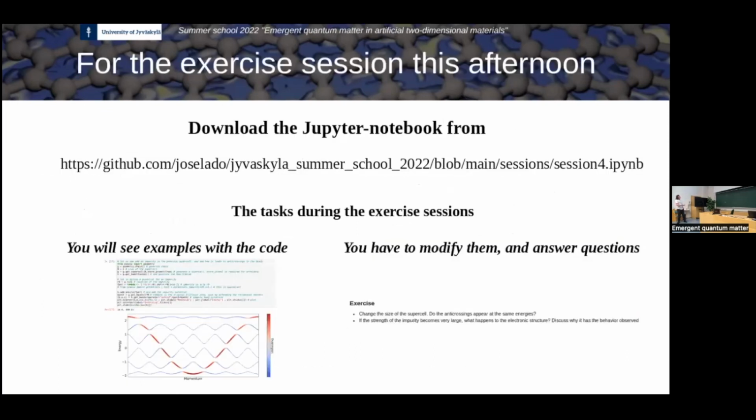All right, so this is essentially everything that I wanted to tell you today. For the exercise session this afternoon at 1, just remember to download the Jupyter notebook from this address. I made a few updates yesterday, so please try to download the latest version. The idea for the afternoon is that you will have examples with some results, and you will have questions which we have to discuss, and also make modifications to the code to answer certain questions. So this is everything on my side. See you at 1.